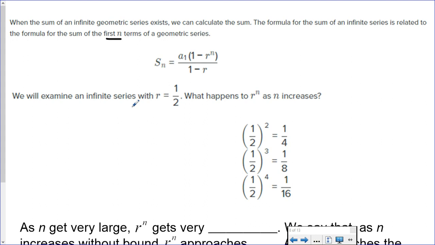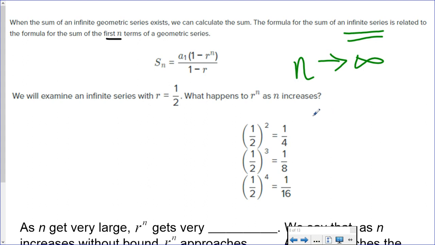But now when we're talking about an infinite series, this means that n is going to be approaching infinity. So that means that this n value right here is going to be very, very large. It's going to be infinity itself. So what actually happens to the common ratio when we raise it to a very, very large power? So let's examine the infinite series with r equal to a half. What happens as r to the n increases?